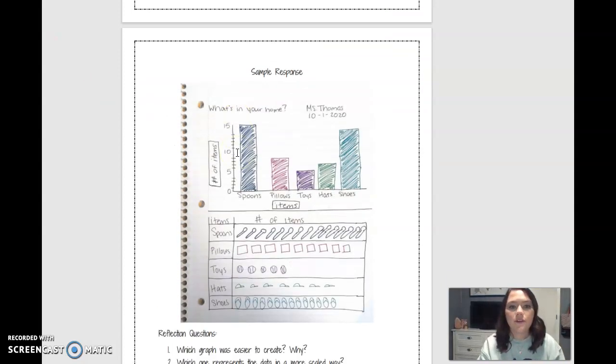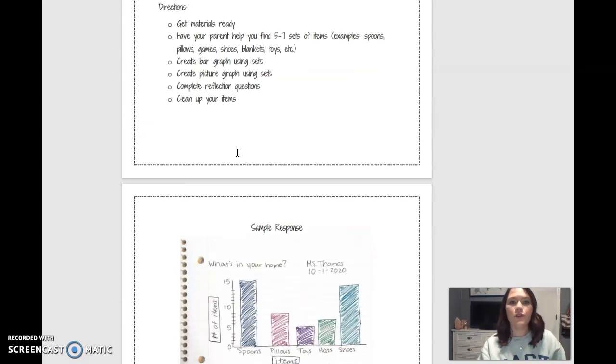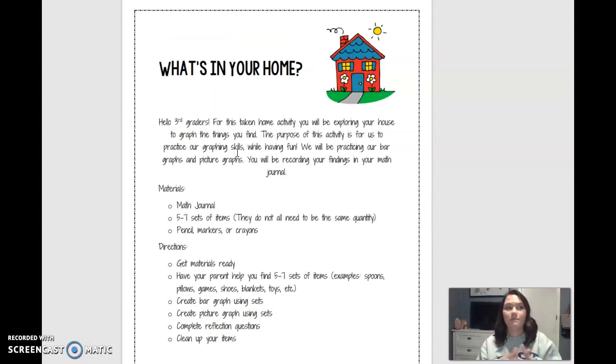So I will start with my standard, which is down here at the bottom. It's a third grade standard, and it's to collect, organize, classify, and interpret data with multiple categories and draw a scaled picture graph and a scaled bar graph to represent the data. So students will be practicing collecting and classifying and then actually drawing their data out.